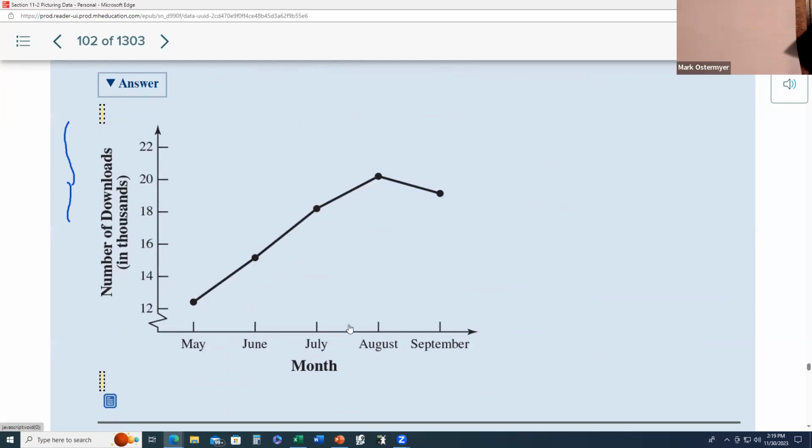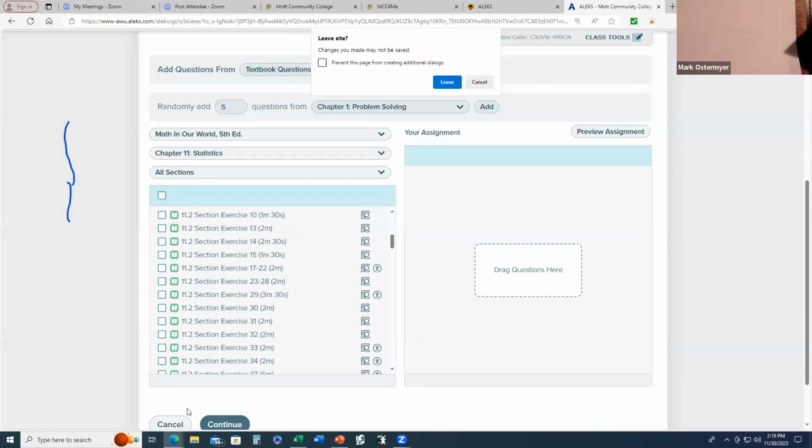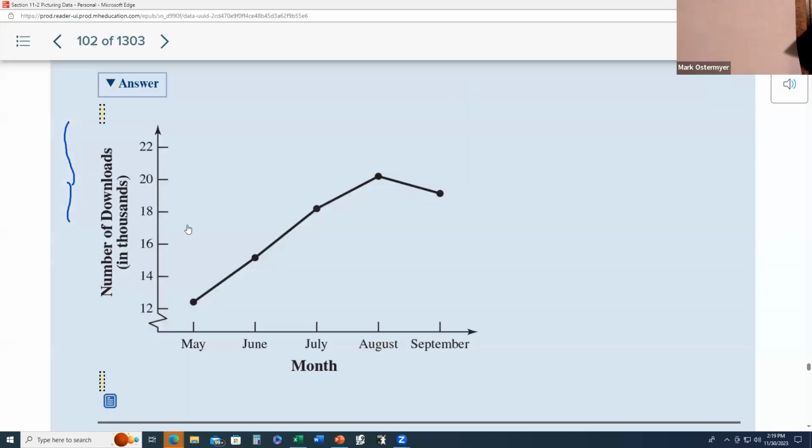The months are on the horizontal axis and the number of downloads in thousands. Now it's important to say, in parentheses, in thousands. If you don't say in thousands, ladies and gentlemen, it's going to look like the person reading your graph will say that in May there were only 13 downloads. No, there were about 13,000 downloads. Okay, so it's very important to qualify that.